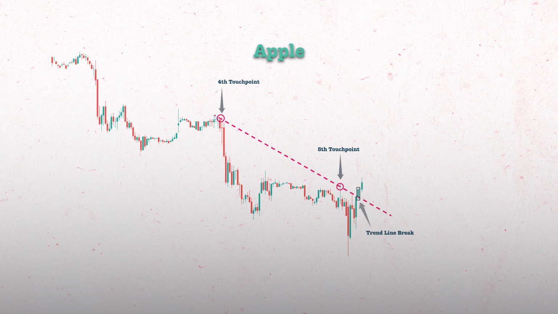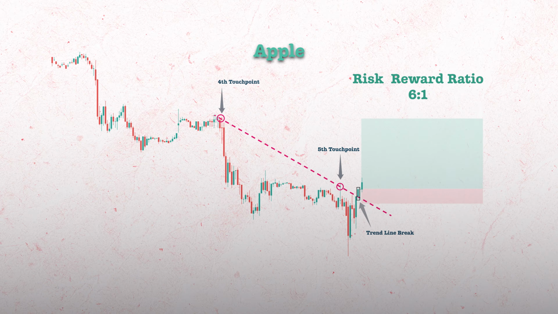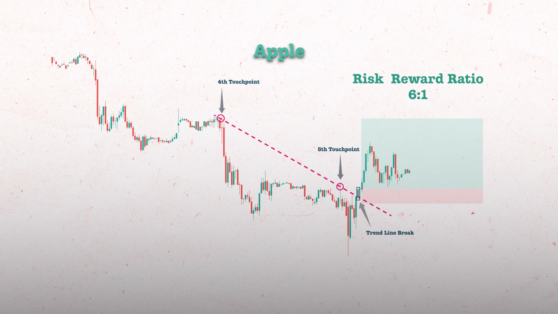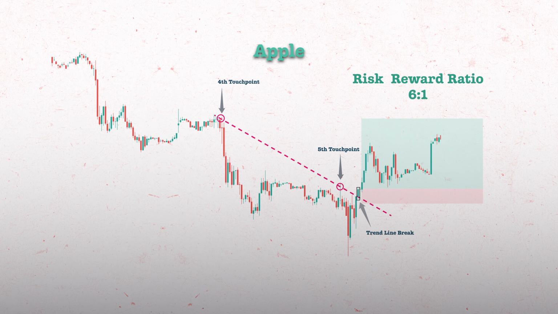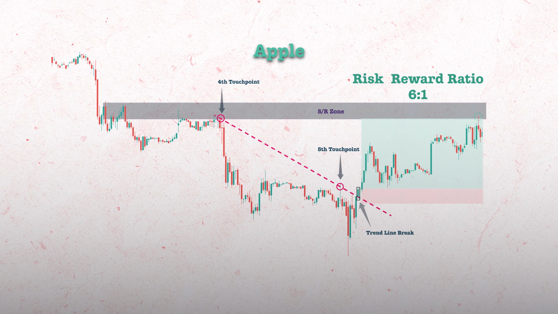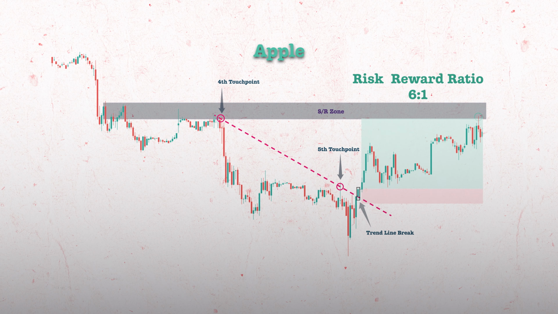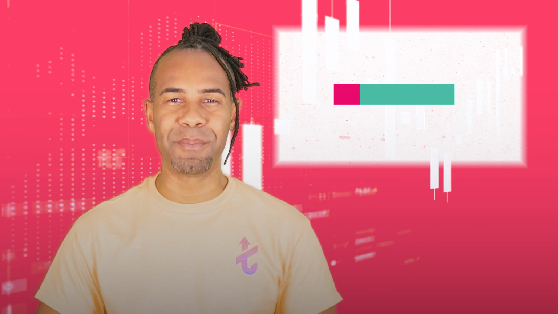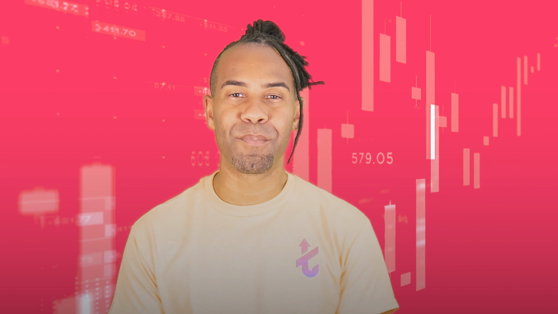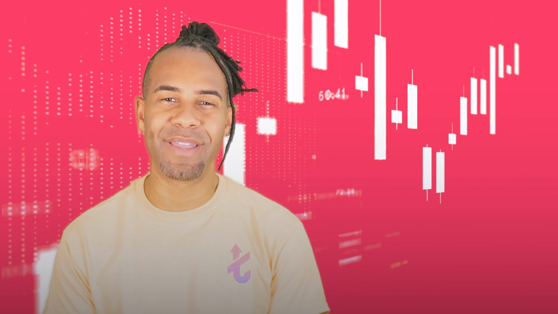Just like the pound USD example, we enter after the bullish candle closes above the breakout. We set our stop loss below the trend line, and we set our take profit to the next support and resistance zone, which just happens to be where our downtrend began. 24 hours later, we once again exit the trade profitably, risking $1 to make $6 or a 6-to-1 risk-reward ratio. In the instance of Apple, we made money when price action broke out of the trend line.